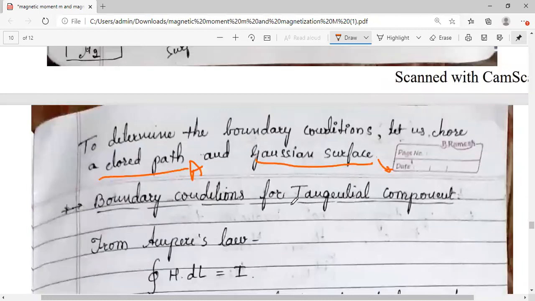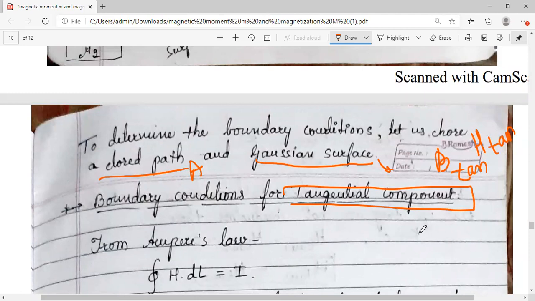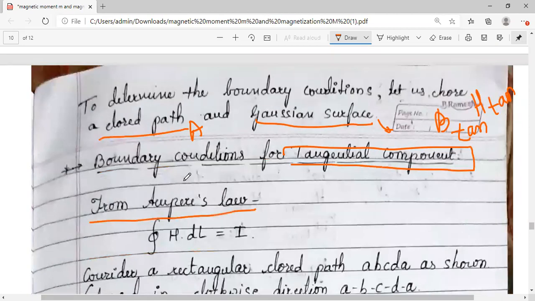Now, boundary conditions first हम horizontal component के लिए we will see. जो B का horizontal component है and H का जो horizontal component है, whether they will continue to travel from one medium to another medium or whether they'll have some discontinuity, we will see. Now, we know that from Ampere's law, we will consider for both Gaussian surface as well as a rectangular loop. Ampere's law says the closed line integral of H dot dl equals the total current I.